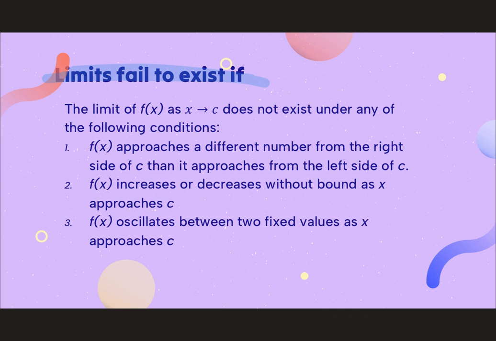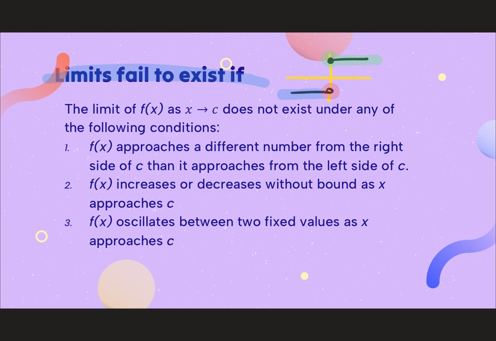The limit does not exist if one of these three cases happens. One is it approaches a different number from the right side and the left side. So if I had a piecewise function that looked like, let's say this, as I'm coming from the left, my coordinate point is approaching this y, and as I'm coming from the right, the coordinate point is approaching that y. Those are two different values. So if it's two different values, we say the limit does not exist, okay?